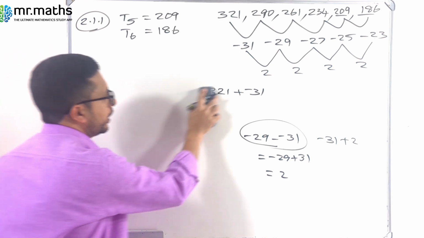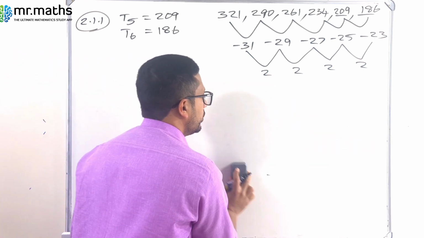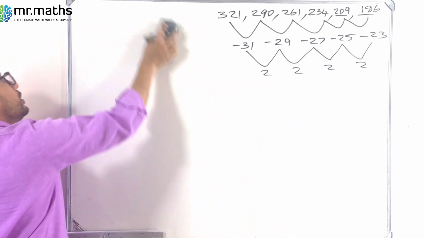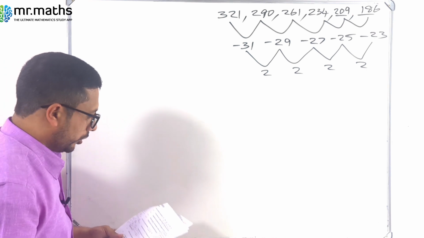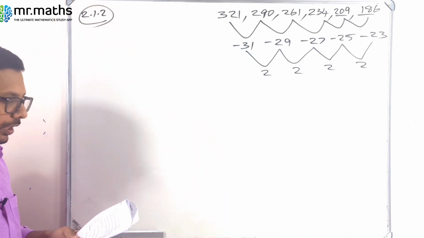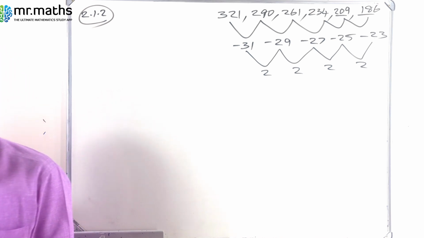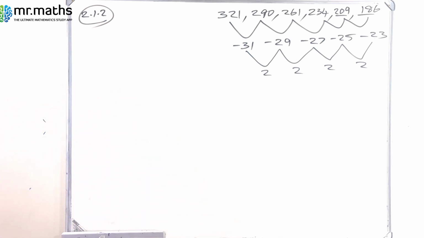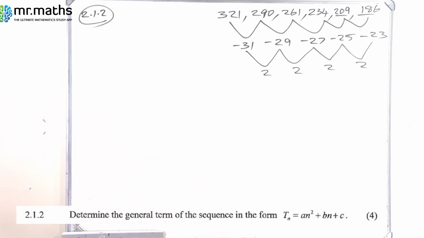Now let's move to the next question, 2.1.2. What is that question, guys? Determine the general term of the sequence in the form Tn equals an squared plus bn plus c. You have to write the general term of the sequence in the form Tn equals an squared plus bn plus c.